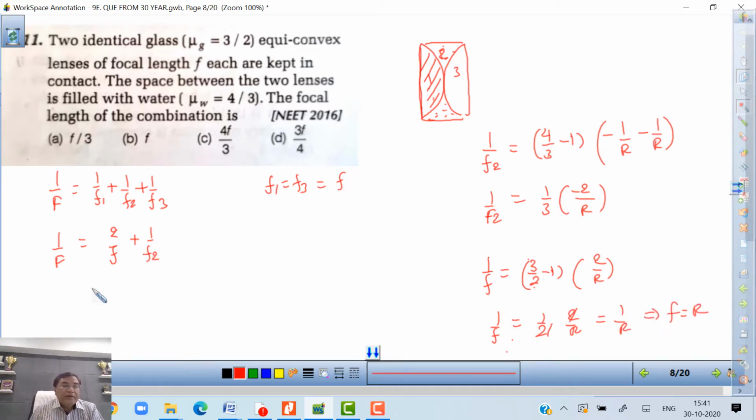So here we substitute the value. Negative came, positive came, negative comes. This is negative. So 2 upon f minus 1 upon f. So f is common, so it is 1 upon f. It means f is equal to f. So option B is the correct one. Very good question.